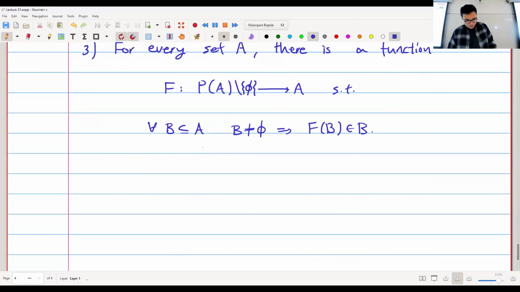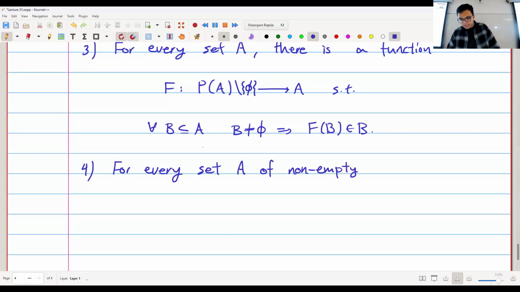Here's another way. This is also pretty easy. It says that suppose I have a bunch of disjoint sets. I can pick one element from each set. This is how we would say it. We would say for every set A of non-empty sets. Okay, so A is a set of sets.